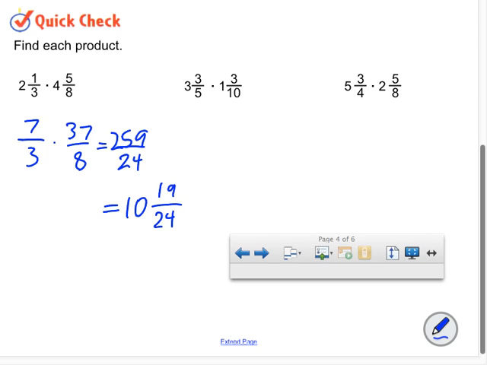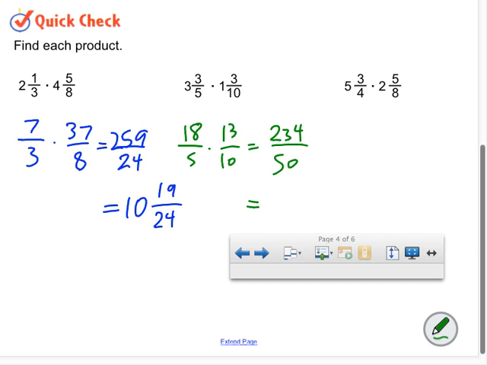Nathan, go ahead. Okay, what's the first? 3 and 3 fifths becomes 18 fifths. And 1 and 3 tenths becomes 13 tenths. And then I multiplied 18 times 13 and got 234. Okay, good. And then I multiplied 5 times 10 and got 50.